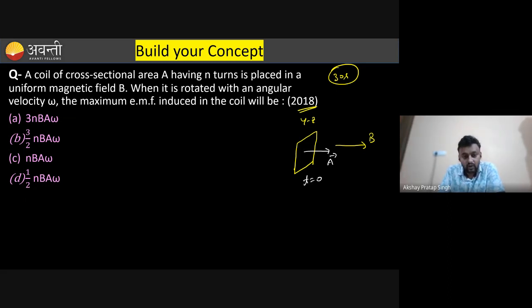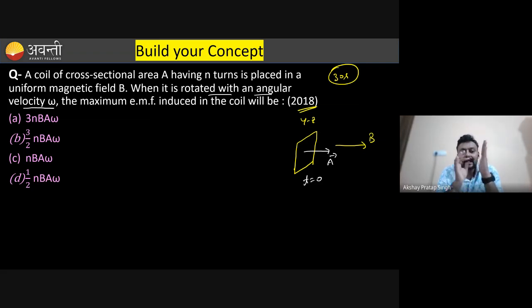Now, they are saying the coil is rotated with angular velocity omega. If the coil is being rotated with some angular velocity omega, you can see my hand gestures. This is the coil in the YZ plane. Can you see my hand? This is going to be the area vector.